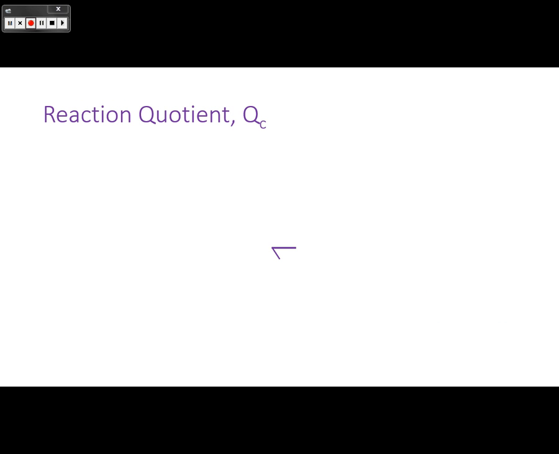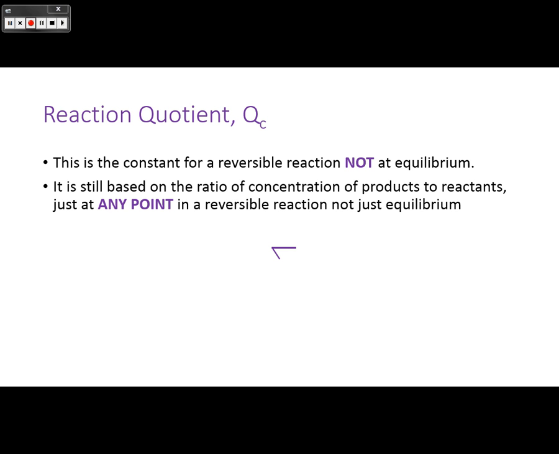All right, now we want to talk about another constant, and that would be the Q sub C, or the reaction quotient. This is a constant for a reversible reaction not at equilibrium. So it's still based on the ratio of concentration of products to reactants, but now it's at any point in the reversible reaction, not just at the point of equilibrium.